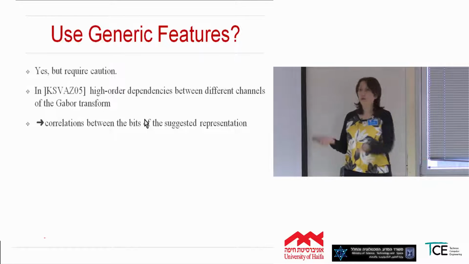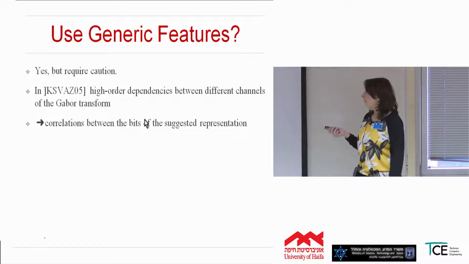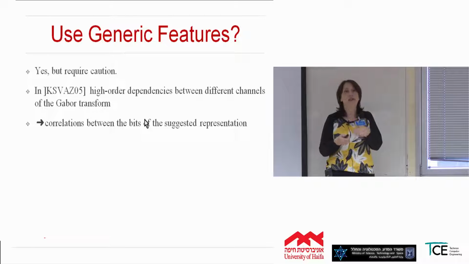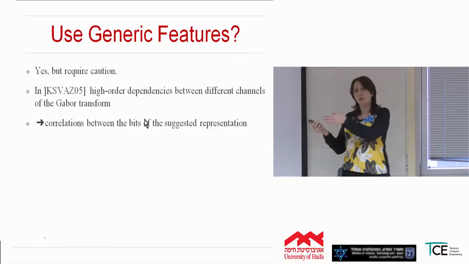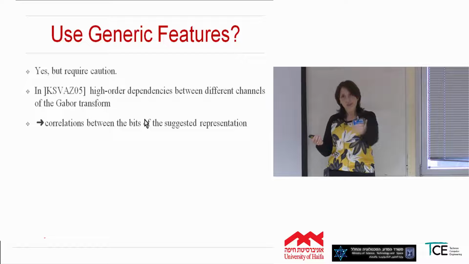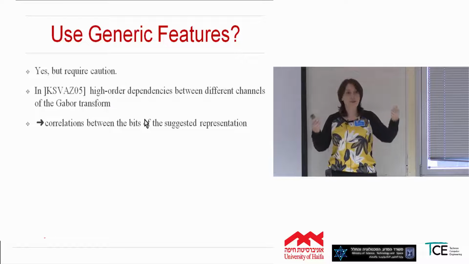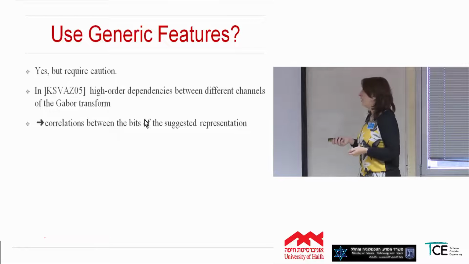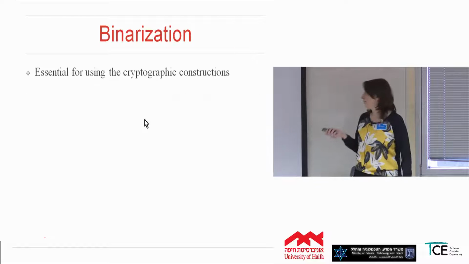So what can we use? We can use generic features, but we also should be careful here because many generic features have correlations between their channels. And if they don't have correlations, they have high-order dependencies. Like in Gabor features, you don't have correlations, but you have high-order dependencies. And when you convert it to a key, these dependencies will flow into there too, and you actually have a key of length k, but your entropy is much lower. So we will look at this problem closely later on.